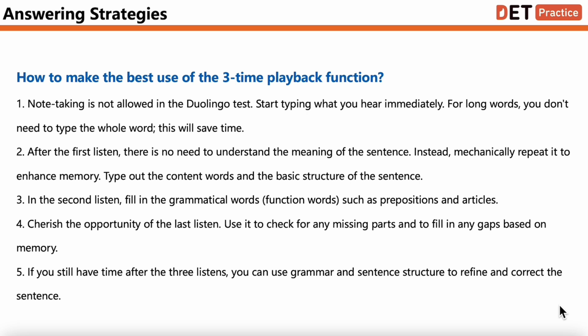After the first listen, resist the urge to mentally translate or deeply process the meaning of the sentence. Some test takers do this, pondering the sentence's meaning, but it consumes valuable time and mental energy. Instead, you can mechanically repeat it in your mind or softly verbalize it to reinforce your short-term memory. Try to capture the sentence's core structure, such as the subject and verb, along with key content words. In the second listen, fill in the grammatical words, such as prepositions and particles. Use the third play to check for any missed words and to ensure the completeness of your transcription.